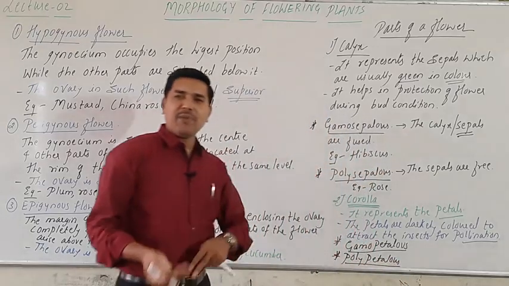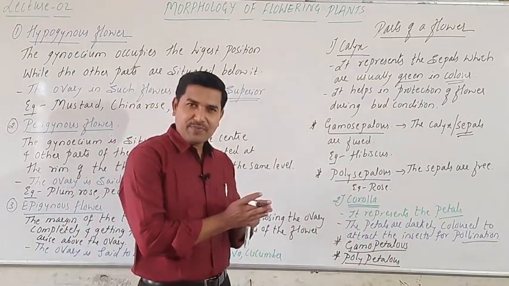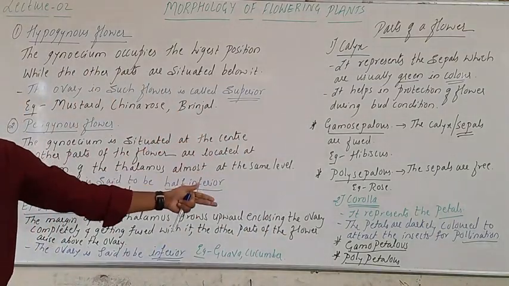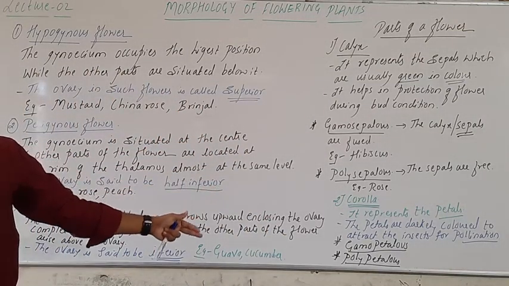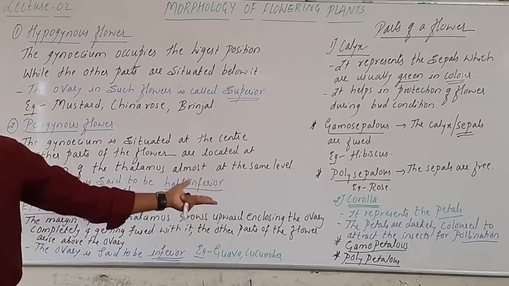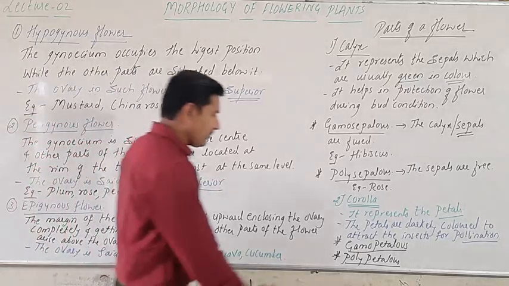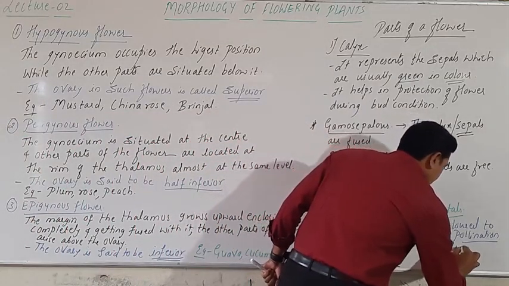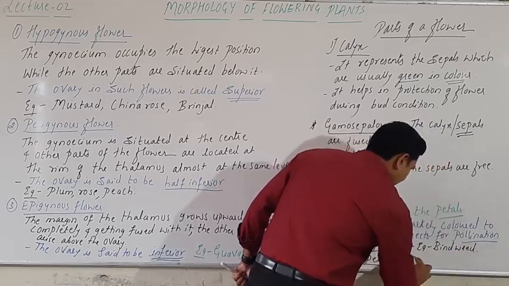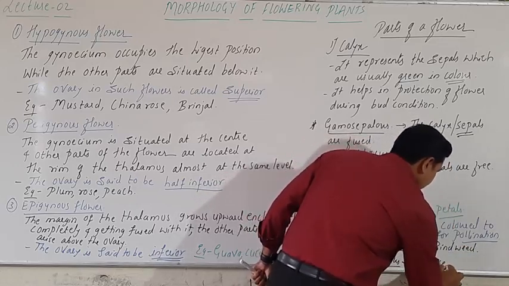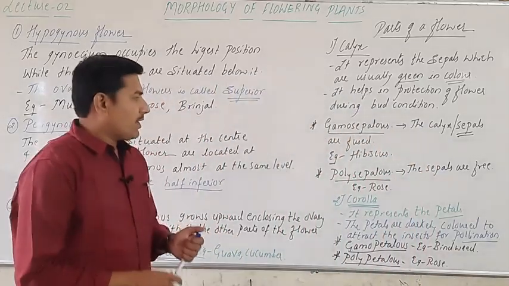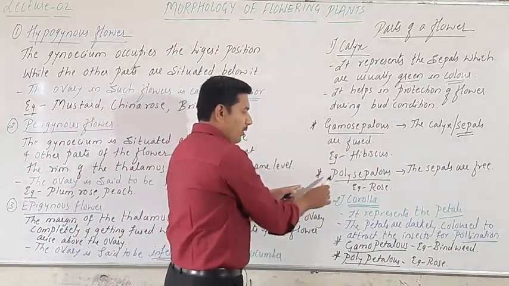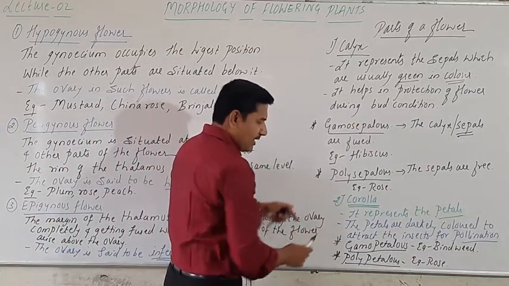Look at this. Polypetalous, if the petals are free. Okay, so this is regarding the part of the gamosepalous, polysepalous, then gamopetalous and polypetalous. Now here we can take an example of a bindweed. And here we can take an example of a rose. Okay, so these examples will not be asked for your exam.